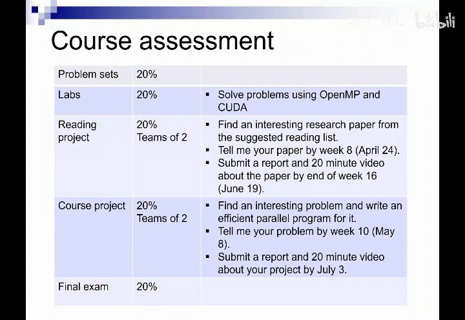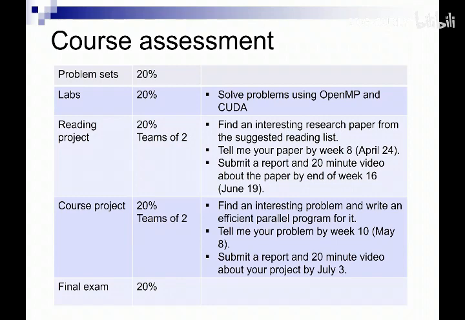I'll put up the reading list in a few weeks. I'll announce when that reading list comes out, and then you should take a look at that. By week 8, which is about April 24th, you should let me know which paper from that list you want to read and report on.